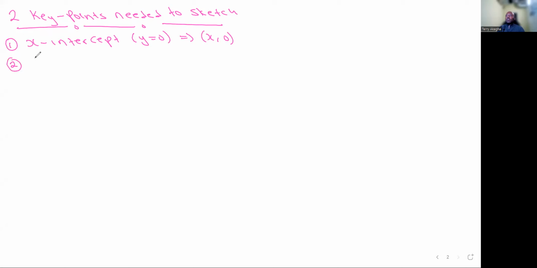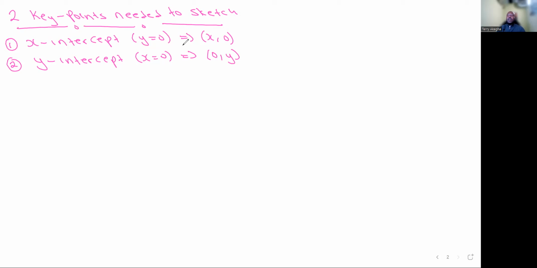And also, you need to find the y-intercept. At the y-intercept, x is equal to 0. So that means it's going to be (0, y). I've discussed all this, so please, you have to review the previous videos. Like I said, each of the videos builds on the previous one, so it's important that you follow through from the beginning of the series all the way to the end.